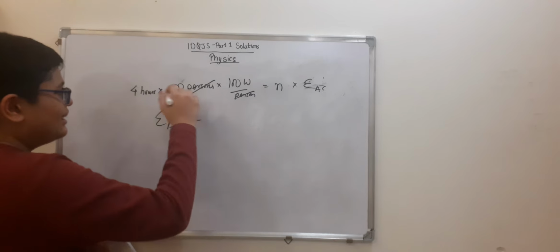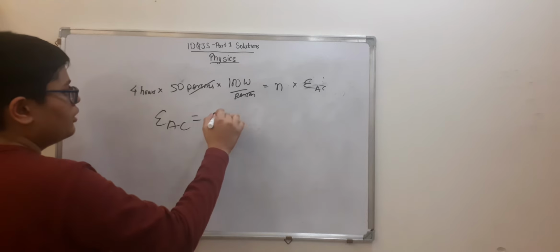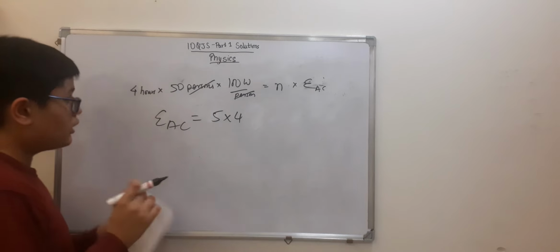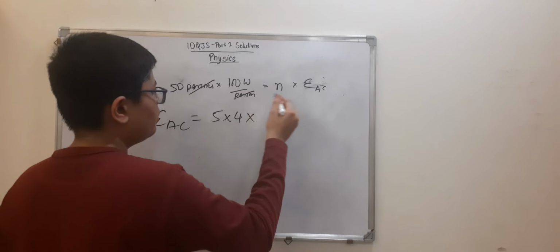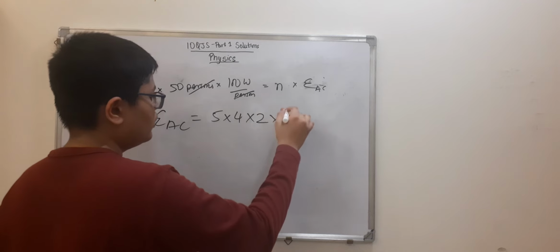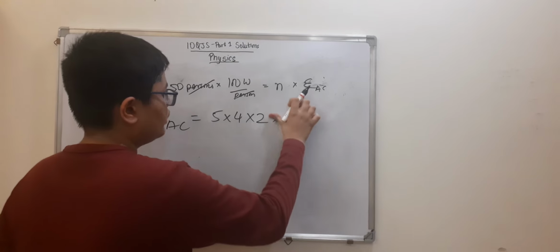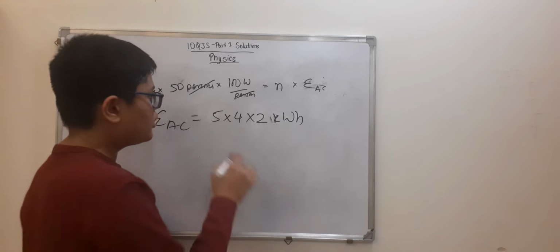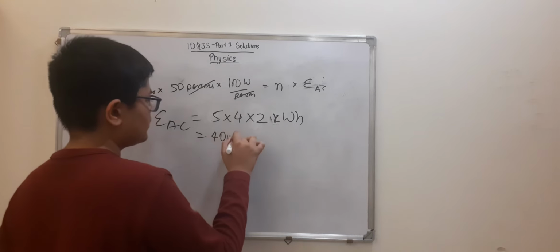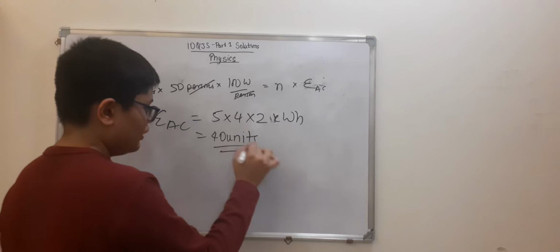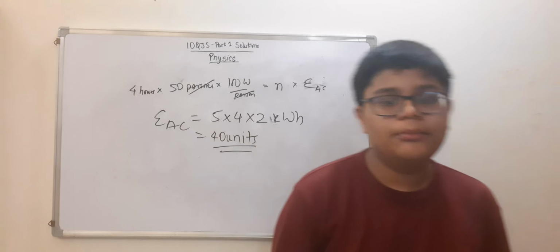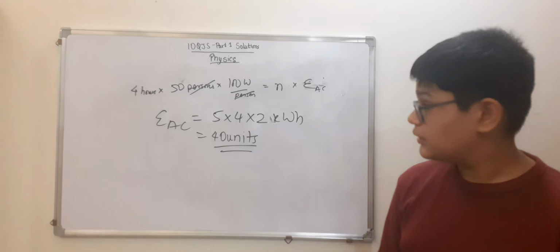right? So you will get 5 into 4 into 2 into kilowatt hour, and 1 kilowatt hour is 1 unit. So this is basically 40 units. It is option D. So option D will be the correct answer for this question. So this is how we solve it.